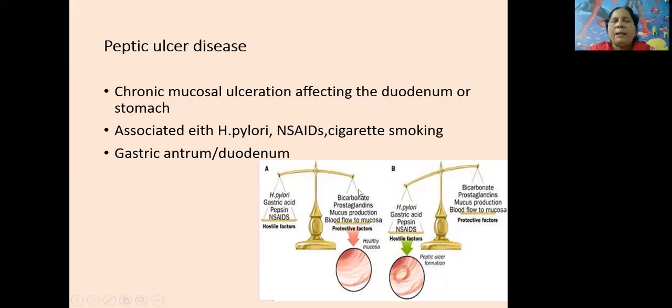Again, there are balancing factors. The same thing as for gastritis, you have to write H. pylori, gastric acid, pepsin, NSAIDs are the factors. They are the hostile factors, injurious agents, and these are the protective factors: bicarbonate, prostaglandin, mucus production, and blood flow. So when this balance is disturbed, that will cause peptic ulcer formation.